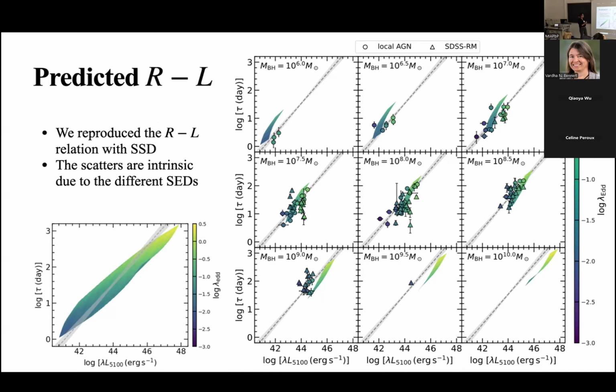However, this kind of scatter is intrinsic in the R-L relation, because different black hole mass and different accretion rate would lead to a different SED, and that SED could cause the scatter in the R-L relation, like showing here.